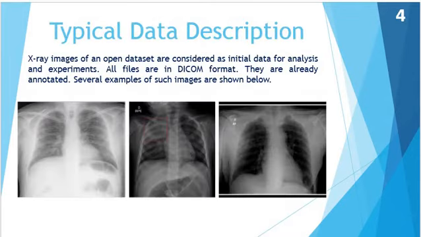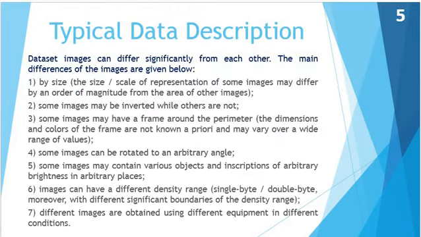X-ray images of an open dataset are considered as initial data for analysis and experiments. All files are in DCOM format. They are already annotated. Several examples of such images are shown below. Dataset images can differ significantly from each other. The main differences of the images are given below.